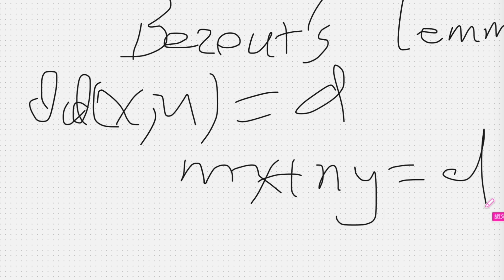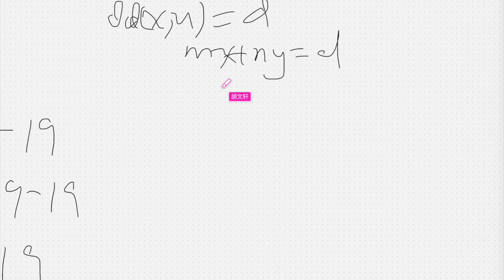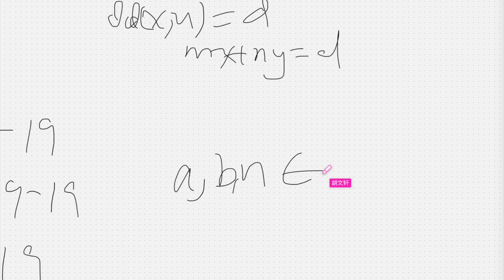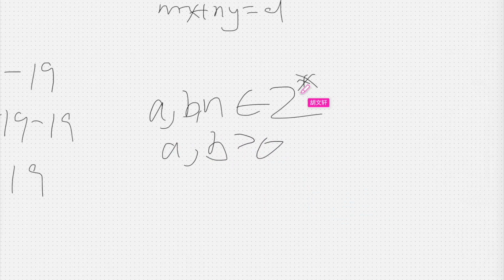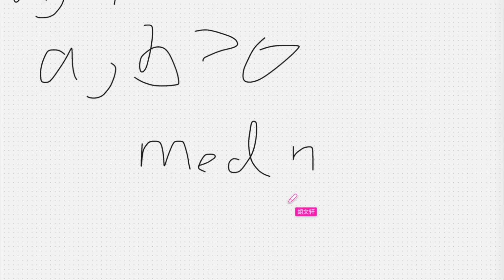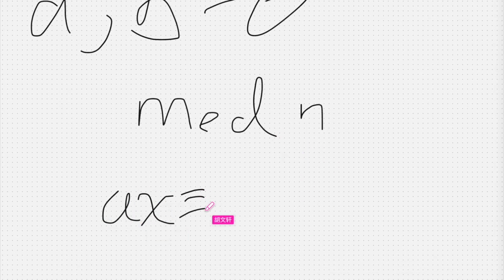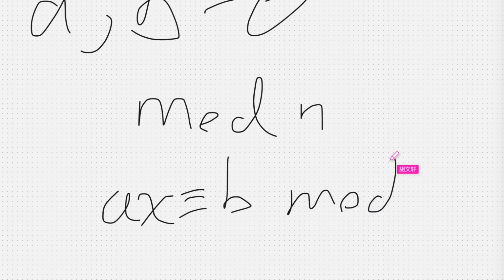Okay, now here's a question. Let a, b, n be integers where a, b are bigger than 0. So a, b, n are integers, positive integers, Z plus. Where a and b are both bigger than 0, determine the number of distinct solutions, in terms of d, mod n, sorry, in terms of n, to the congruence ax gives a remainder of b when modded by n.